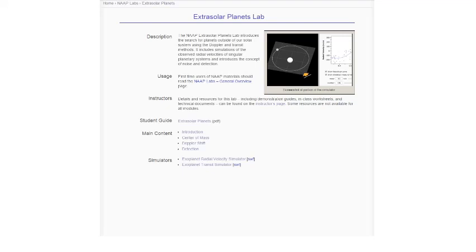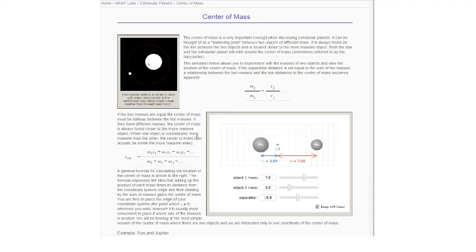So the first question is essentially going to show you a planet and star system, and the question is, is it correct? Well, the best way to assess that is to go to the center of mass background page and see if what you read about center of mass makes sense with the depiction that you see in your quiz. Okay? All right, easy enough.